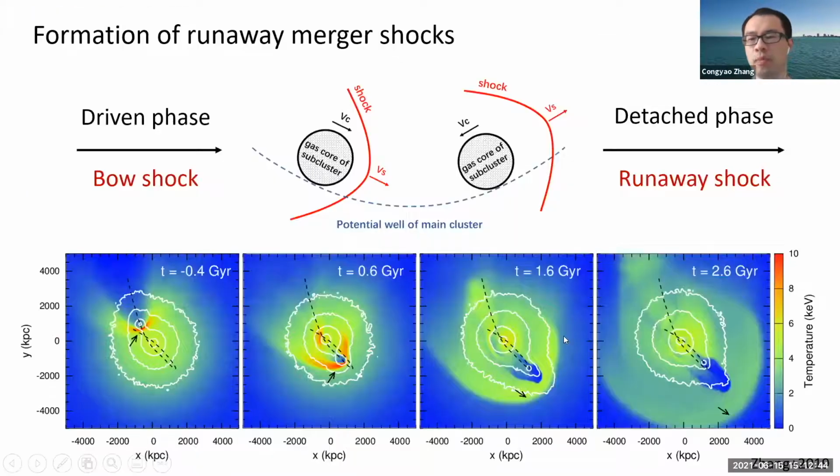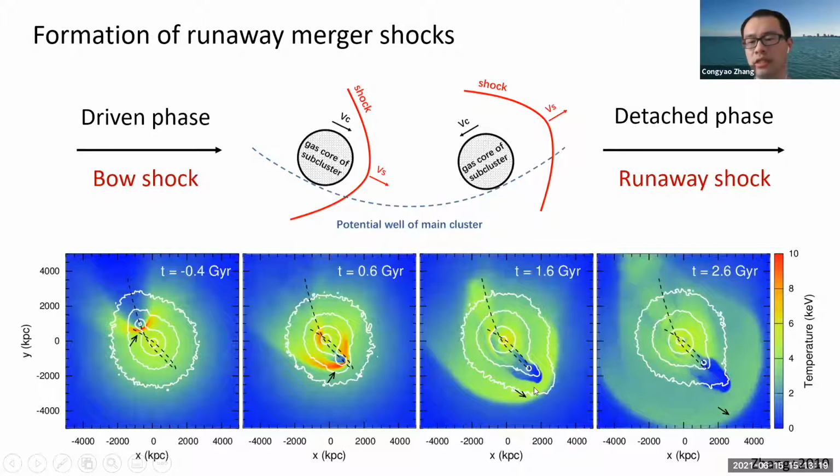Here in these 4 panels, I show you an example of a merger between 2 galaxy clusters. In this case, a smaller subcluster moves into the main cluster from the top left. This black dashed line represents the trajectory of the subcluster, and the black arrows mark the positions of merger shocks. You can see that after crossing the epicenter, the subcluster starts to fall backwards towards the center of the main cluster. But in the meanwhile, the merger shock keeps moving to larger cluster radius.